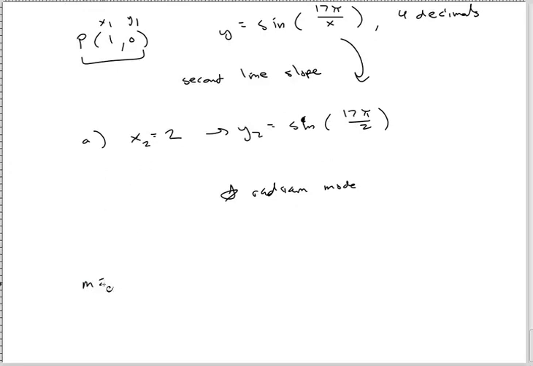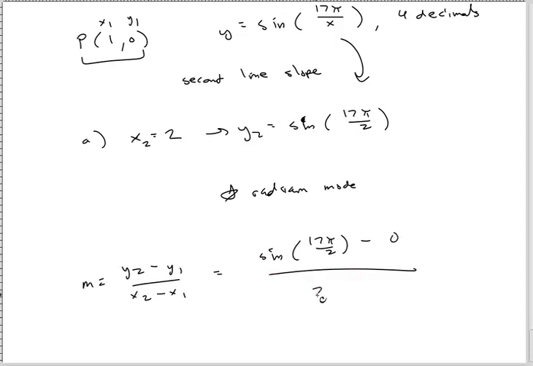There you go. And so I'm just plugging them back into this formula here, nothing new. So sine of 17 pi over 2 minus 0 right there, divided by my 2 minus the 1, again a 2 and a 1. You plug it all in and you get 1.0000 because this is 4 decimal places. So there you go. Cool.